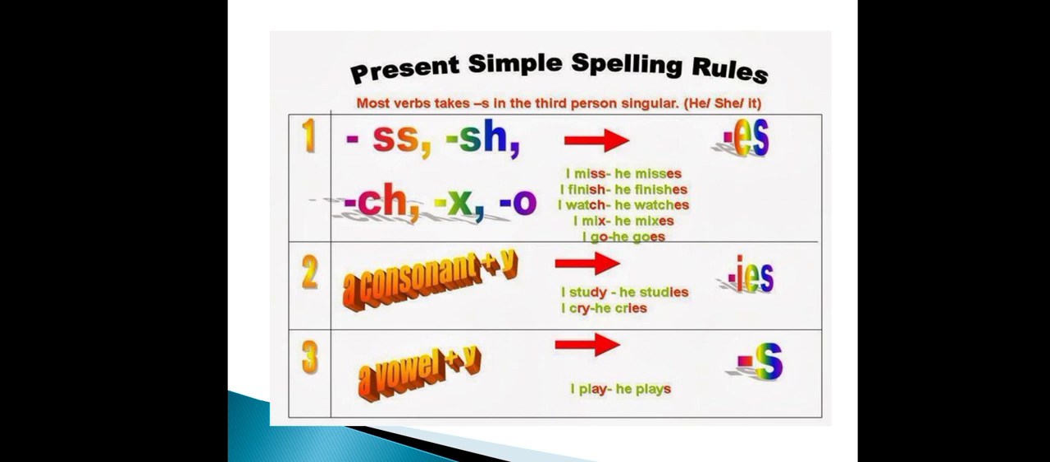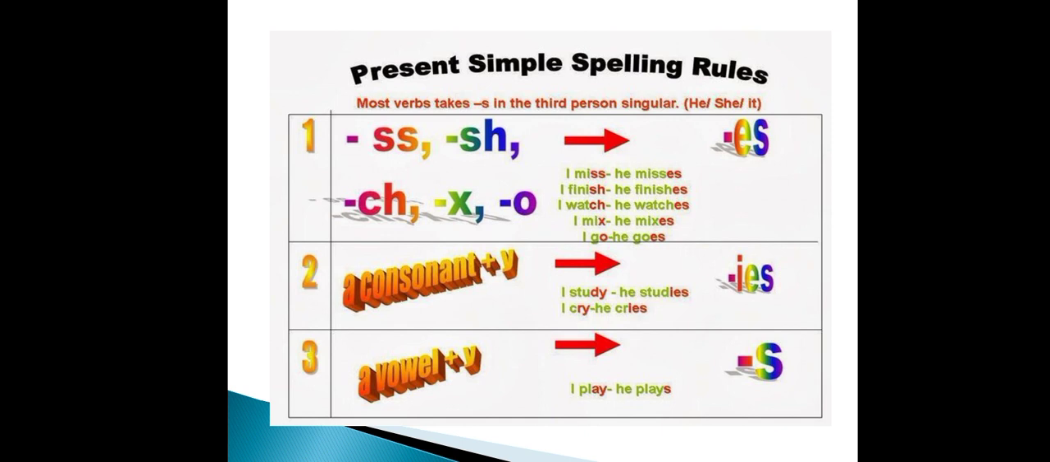Like miss, I miss. Miss becomes misses. Es will be added. Finish, finishes. Watch, watches. Mix, mixes. And go will become goes. And if our verb is ending at a consonant and a y, then we have to replace y with ies. So in this case, study becomes studies, cry becomes cries, fly becomes flies.